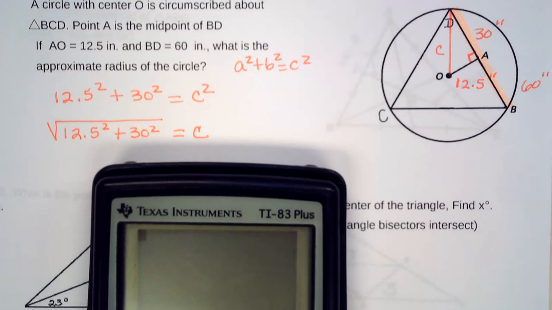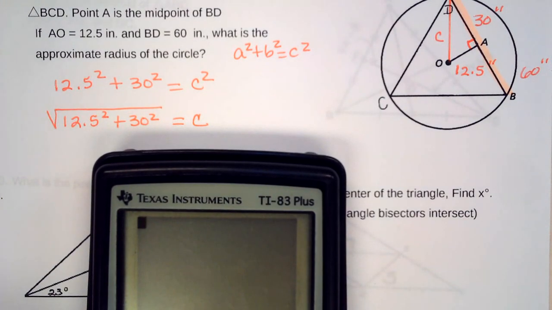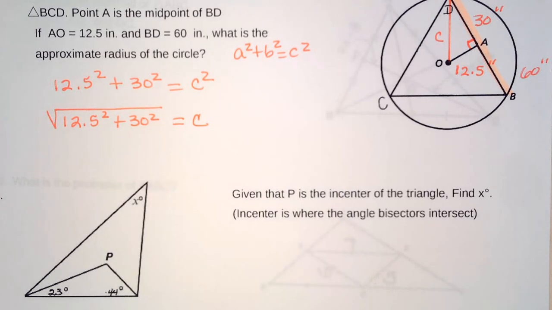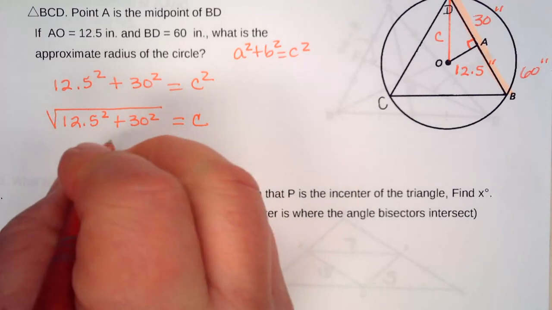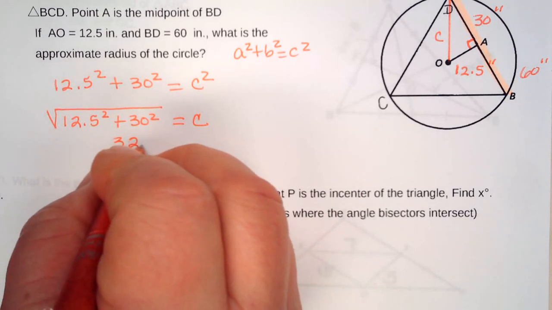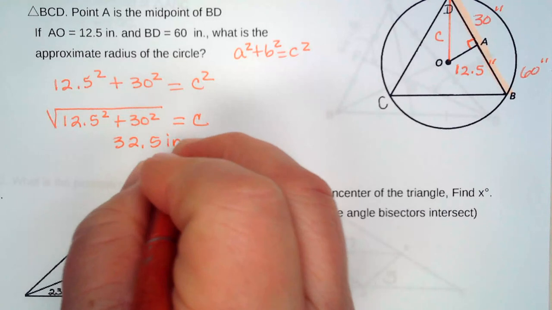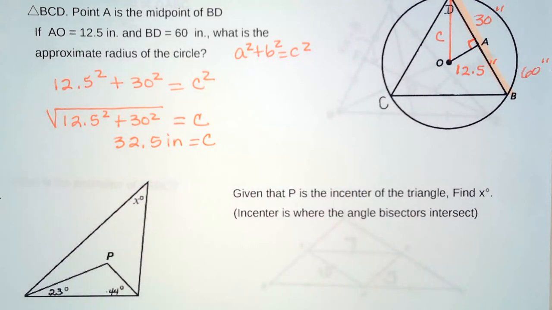I can do this all at one time. Close it off. Hit my enter button. 32.5. And that would be inches is equal to C.